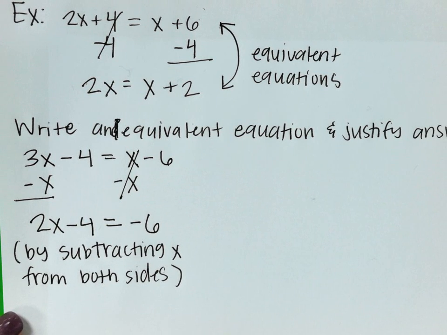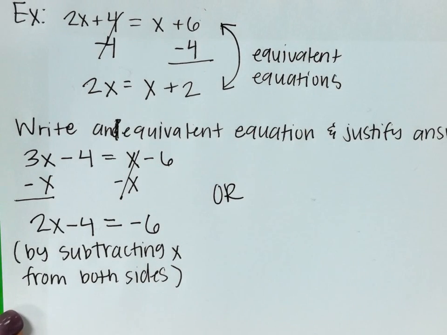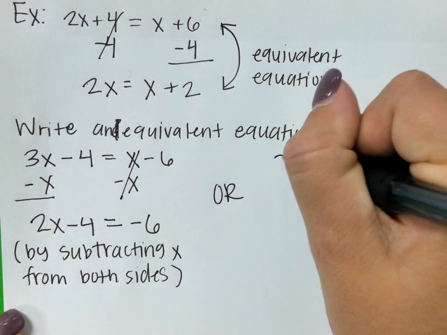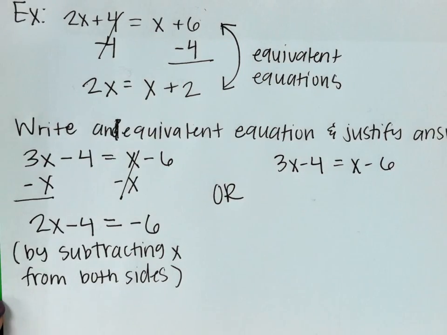But remember, there's more than one answer, right? There's more than one equivalent equation. So I'm just going to ask you to do one, but for the notes, we're going to do both ways. Okay. So if I have the problem again, 3x minus 4 equals x minus 6. I already subtracted my variable, so what if I do the number? What if I subtract the number?